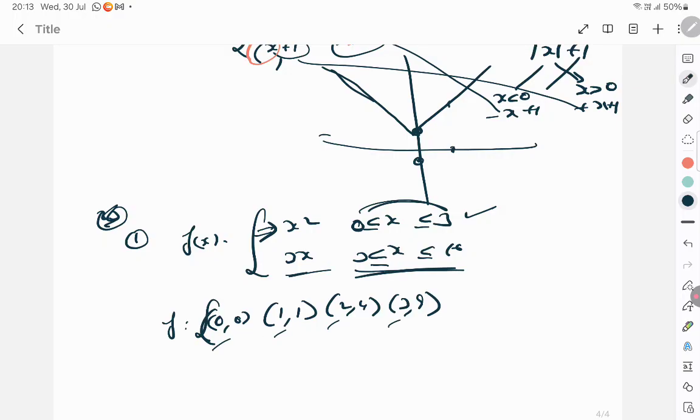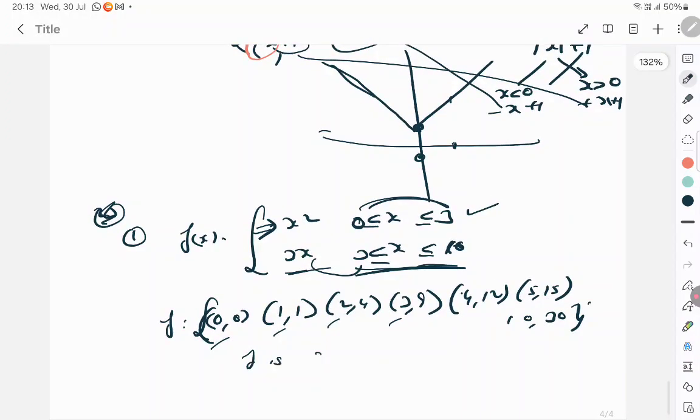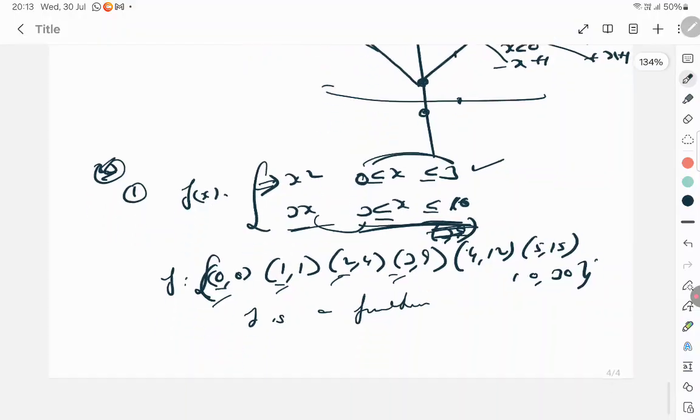Now coming back to 3 to 10. When I put 3, 3 3s are 9. It's the same as this, so I can ignore this. When I put 4, 4 3s are 12. When I put 5, 5 3s are 15. Like that it goes on till 10 and 30. So therefore f is a function. It's not only a relation, it's also a function because the first element, though it occurred again, was mapped only to 9, so we can ignore it, and the first element is occurring only once.